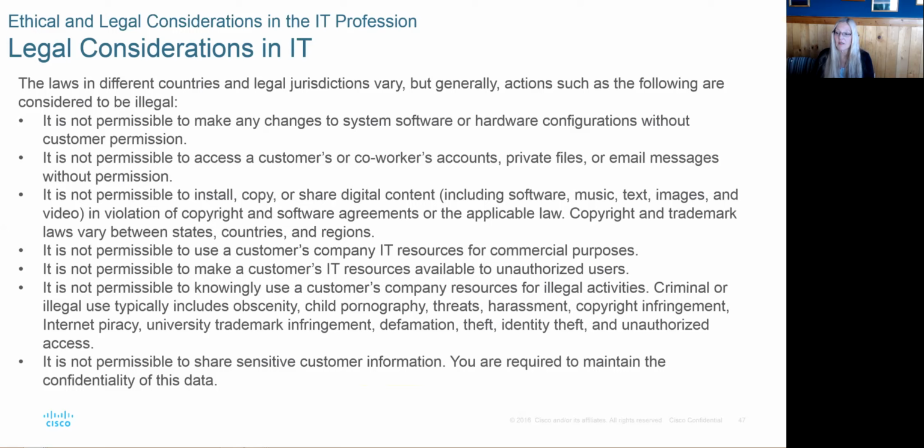You cannot use a company's resources for illegal activities. So that includes obscenity, pornography, threats, harassment, copyright infringement, internet piracy, university trademark infringement, defamation, theft, identity theft, or allowing unauthorized access. So lots of regulations here that you really need to make sure that you're complying with.